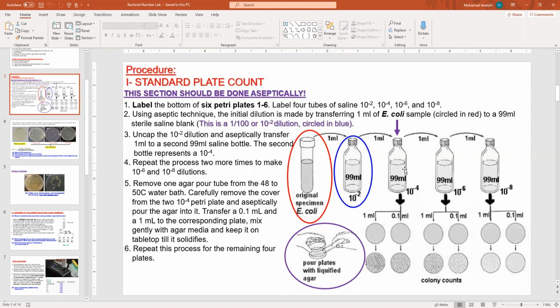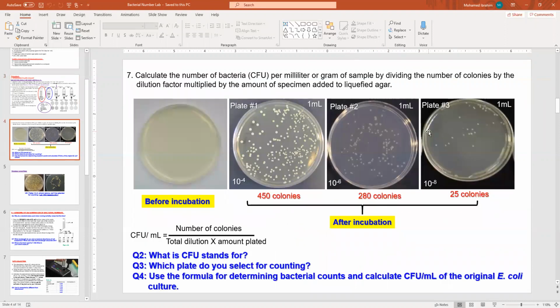And then when you do plating, usually you take aliquots. So you can take 1 ml in one plate and 0.1 ml in another plate. This is very, very important because when you do counting, you need to look at those numbers. How? Say I did my experiments and this is some data here. I have before incubation, nothing, and then I have 3 plates, plate number 1, number 2, number 3. And this is the number of colonies in each plate.